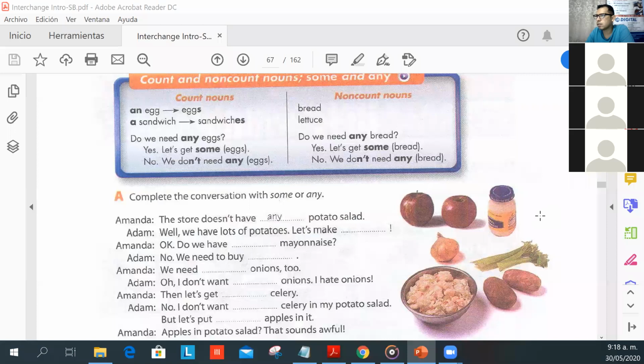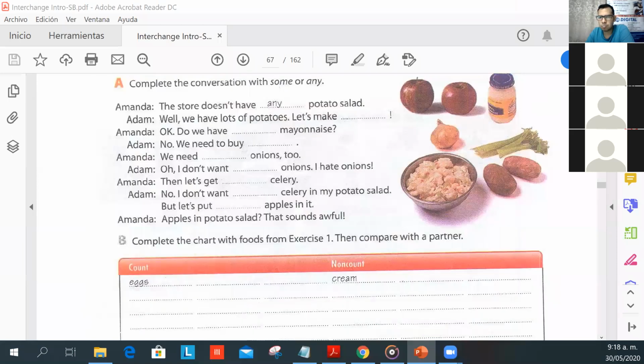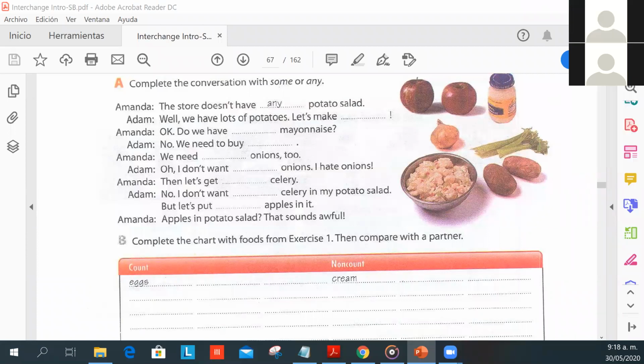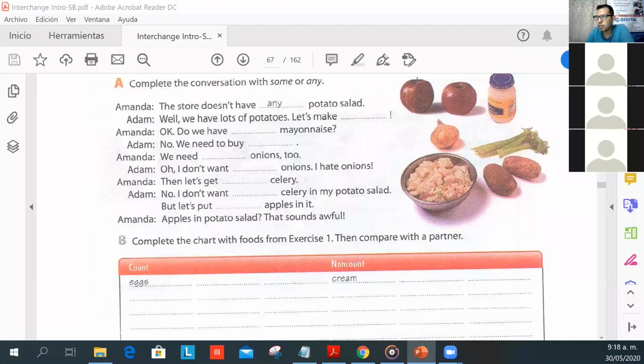Now let's ask some questions. Okay, guys, so I see here Sara, Juan David, Faisuri, Santiago, and Alejandra. Okay, do you have any question about this topic?